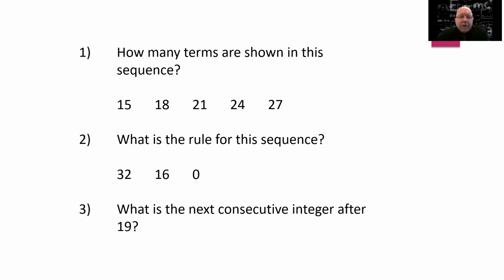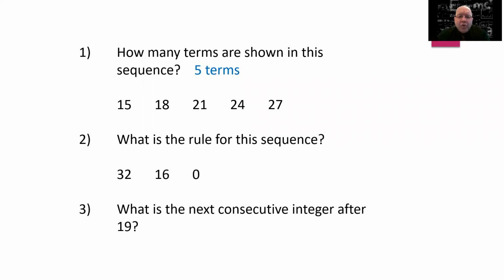Okay, let's take a look. Number 1, how many terms are shown in this sequence? We've got 15, 18, 21, 24, and 27. Now, this is all about the language of the question. How many terms? The term in this case is the number of items in the list. So, in this case, we've got 5 terms. There are 5 items in our list.